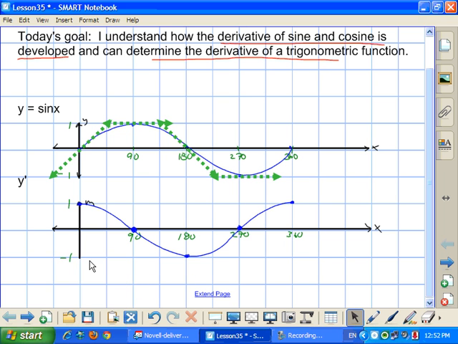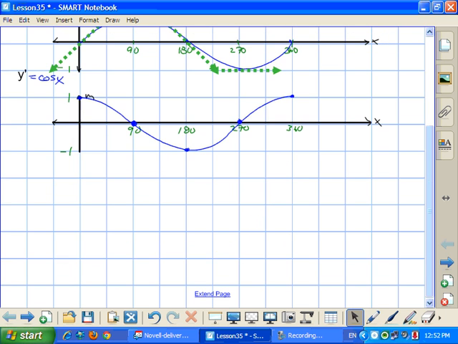We end up with a graph that looks like that, and hopefully some of you are saying, hey, I know that one. That is our cosine graph. Cos x. So graphically, that's what it would look like, and we know that if y equaled sine of x, y prime then would equal cos of x. So there's your first derivative property for trig functions. The derivative of the sine function is the cos function.